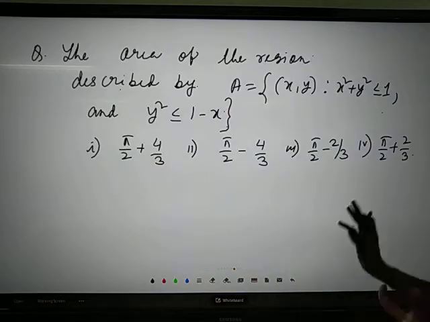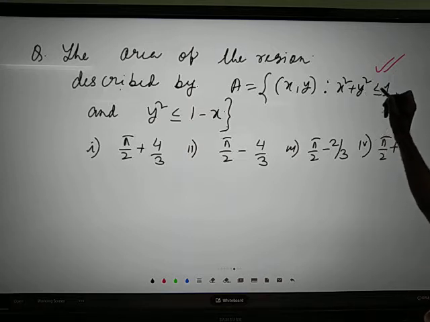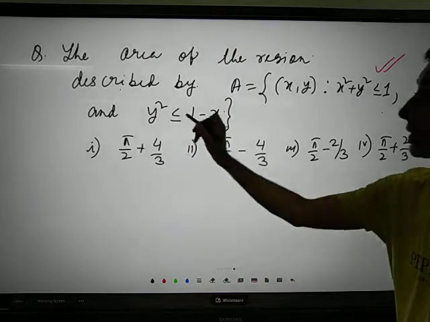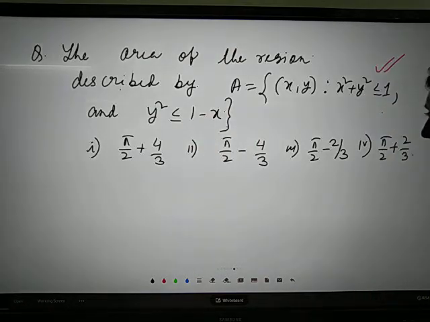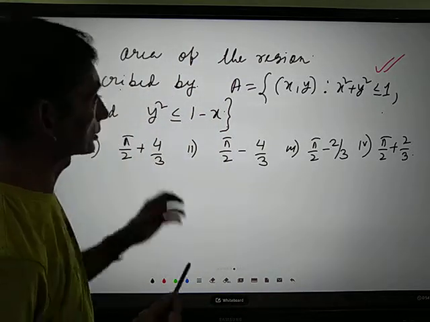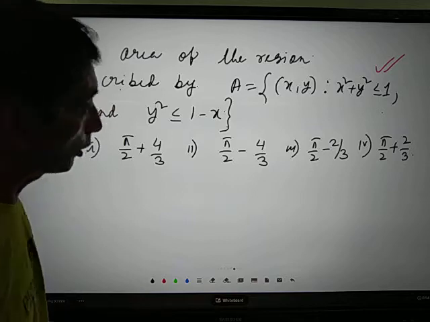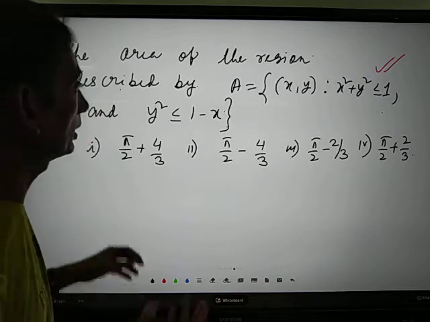Yes. There is one more important question that we are going to discuss. The area of the region described by A is equal to xy, that is x squared plus y squared less than or equal to 1, and y squared is less than 1 minus x. And options are given, right? So this is also from JEE Mains. Now most important is that we need to draw this.